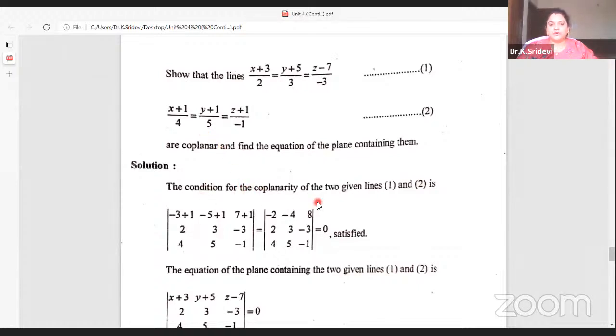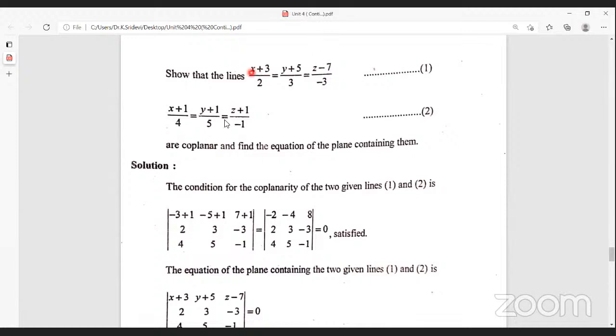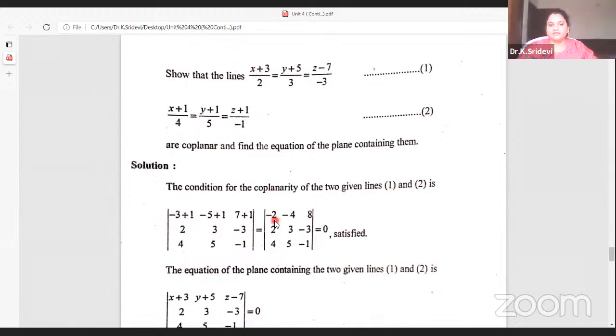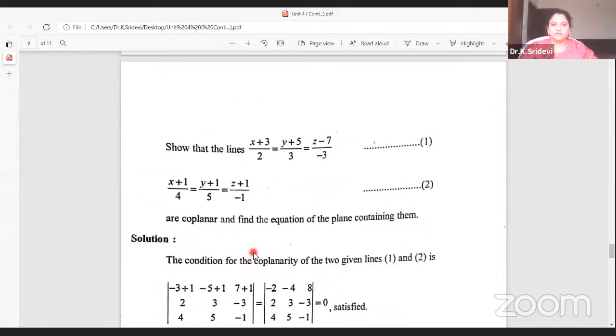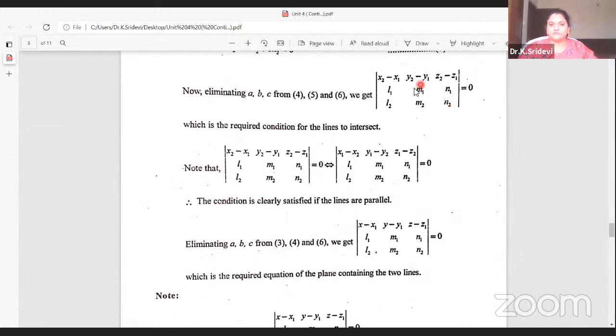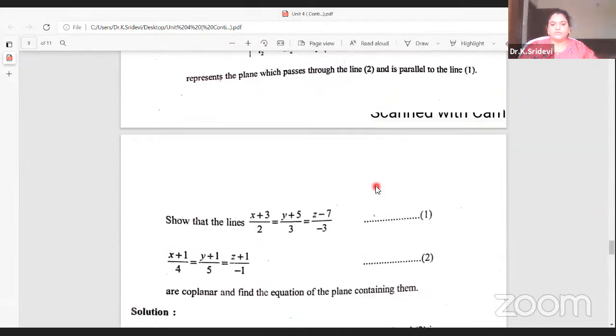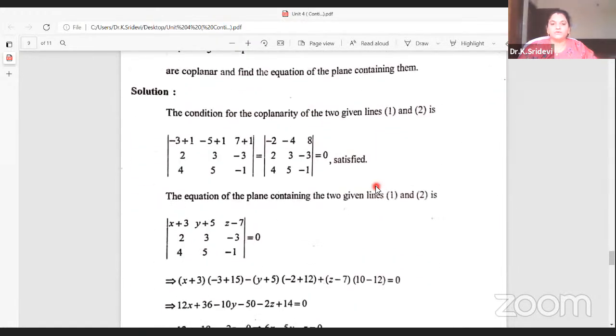So what is the condition for the coplanarity of two given lines? You can use any line, so take the first line. The condition is: x2 minus x1, y2 minus y1, z2 minus z1; the first line's direction ratios L1, M1, N1; the second line's direction ratios L2, M2, N2; equal to 0. Or also we can take x1 minus x2, y1 minus y2, z1 minus z2. These two are the same, so you can use any formula. To show the two given lines are coplanar, we have to use that formula.